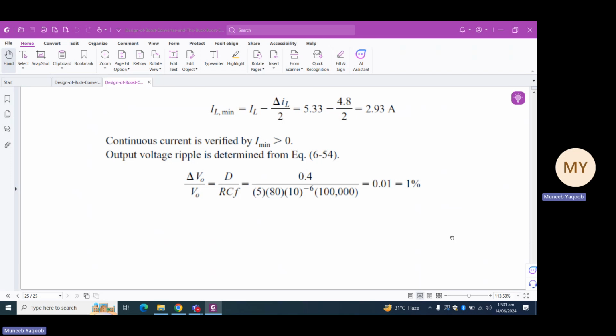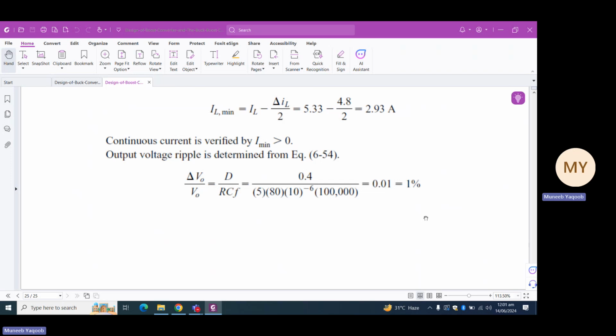So that is all from my side for the buck boost converter. The conclusion is that a buck boost converter is capable of performing both tasks. That is, it can boost the voltage up, and it can drop the voltage down. It can also provide an output voltage of negative polarity. If the duty cycle is greater than 0.5, the output voltage will be boosted, and if the duty cycle is less than 0.5, the output voltage will be less than the input voltage.